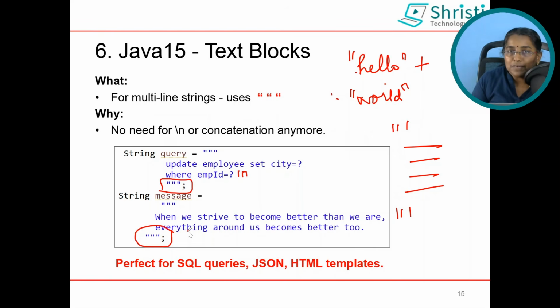What is the purpose of text block? Whenever you are working with big SQL queries or HTML templates or paragraphs or JSON objects, you can use a text block rather than using concatenation or \n for sending it to the next line. We will move on to the next feature.